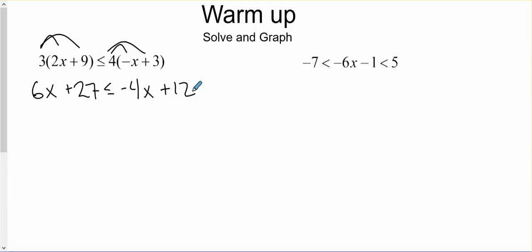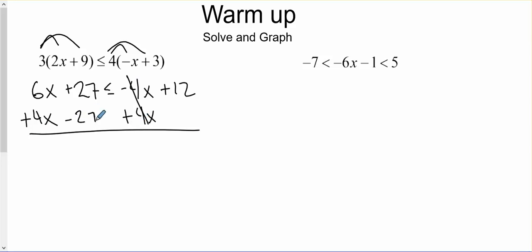So we want to get our x's. Let's look at moving our negative 4x to the left side, because that'll make a positive x on our left side. And so if I'm moving my variables to the left, let's move our constants to the right. So let's subtract 27 from both sides. We get 10x less than or equal to negative 27 plus 12, or 12 minus 27, is negative 15.